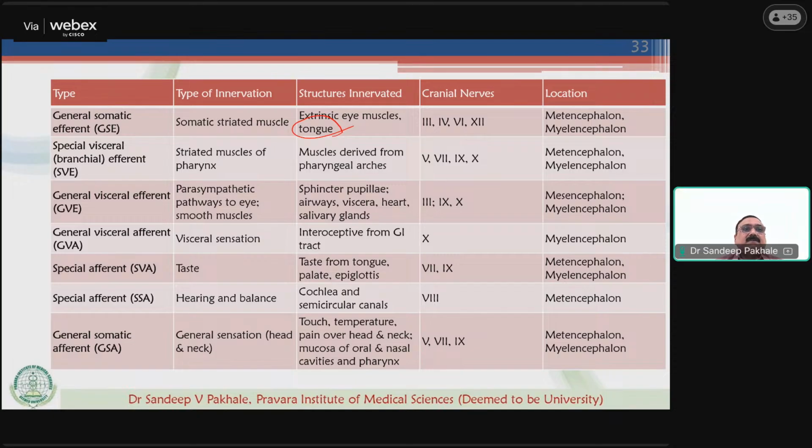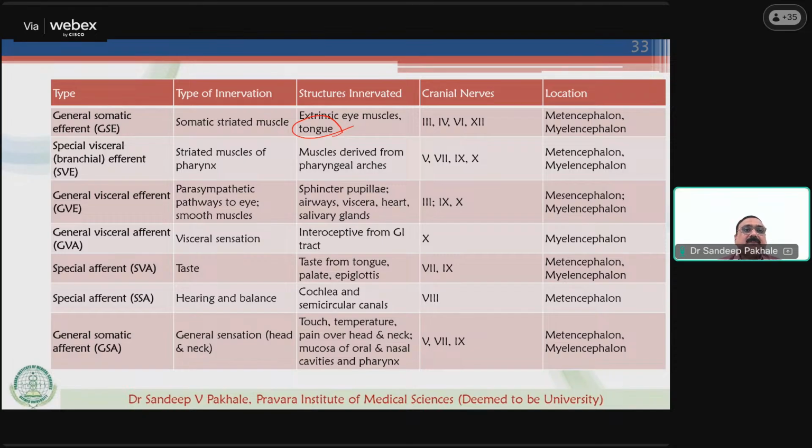The second one is special visceral efferent or branchial efferent, responsible for striated muscles of the pharynx. So muscles of the branchial apparatus. These are the muscles derived from the pharyngeal arches. Again, the nerves involved are trigeminal, facial, glossopharyngeal, and vagus. And these nuclei lie, as we saw in the previous diagram, in the metencephalon and myelencephalon.